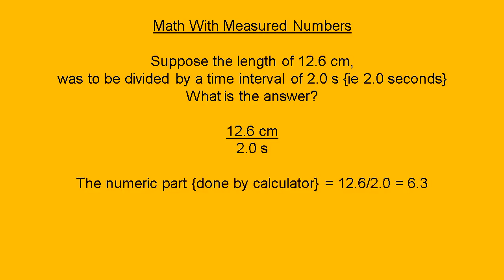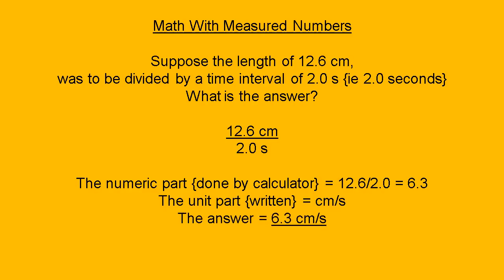would give you, for the numeric part, which can be solved by a calculator, although this one is too simple for that. A standard scientific calculator of very less than $10 could be used for most of your physics calculations, by the way. Anyway, the numeric part is 6.3, and the unit part would be simply the written centimeters over seconds, which is said to be centimeters per second. So the answer would be 6.3 centimeters per second.